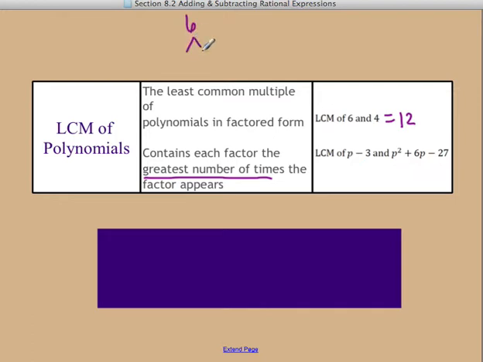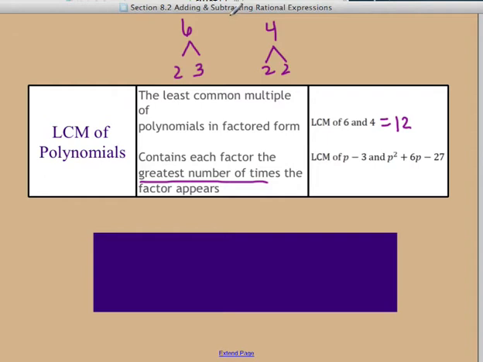If I need to, I can do my factor tree of 6. That's going to be 2 times 3. So 6 is 2 times 3, and 4 is really 2 times 2. So it's going to be the greatest number of times the factor appears. If I break this down, I'm going to look at my 6. How many 2's are there here? Well, there's 1 two here, and if I look to the right, there's 2 twos here. So the greatest number of times that it occurs is twice.